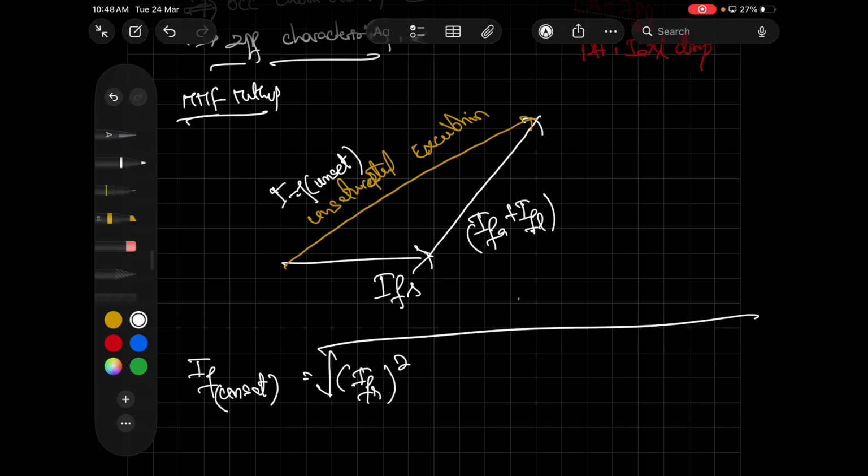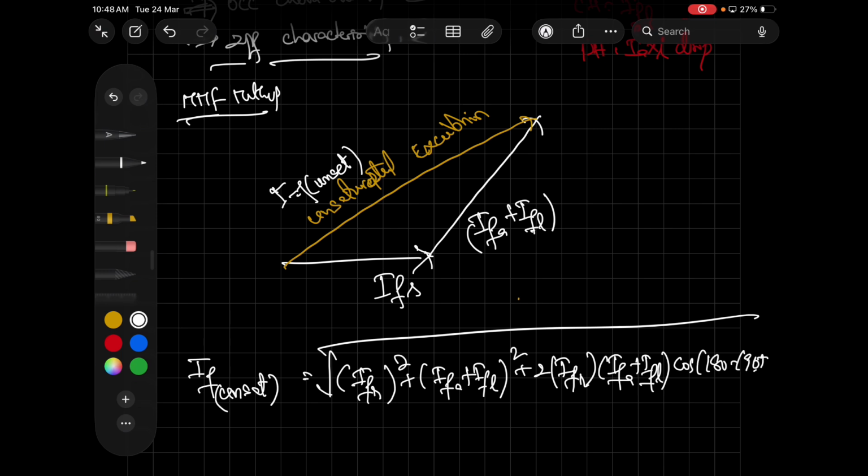Okay, IFR whole square plus IFA plus IFL whole square plus 2 into IFR plus IFA plus IFL into cos of 180 minus 90 plus or minus 5. Okay, this is the MMM method formula. Same, we have used IFA square plus IFL square plus 2 into IFA into IFL into cos of 180 minus 90 plus or minus 5.